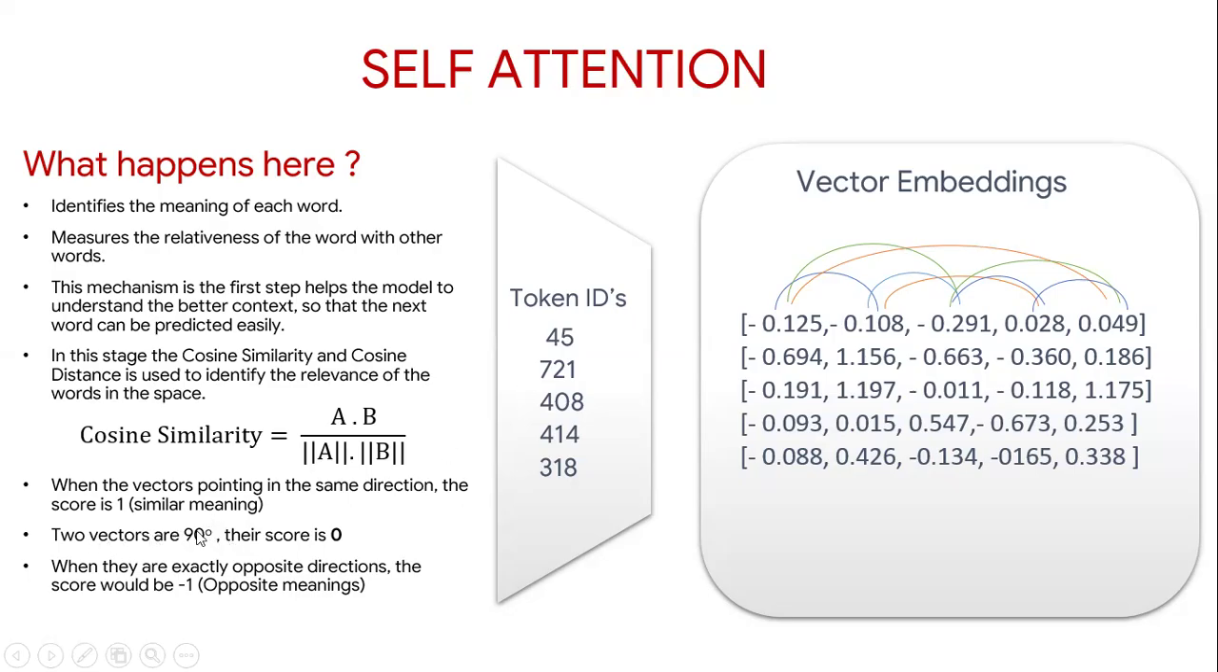If two vectors are 90 degrees apart, their score is 0. They are not at all similar, and they are not at all dissimilar either, because they have no relatability. When they are exactly opposite, meaning they are located in opposite directions, they are not at all similar.